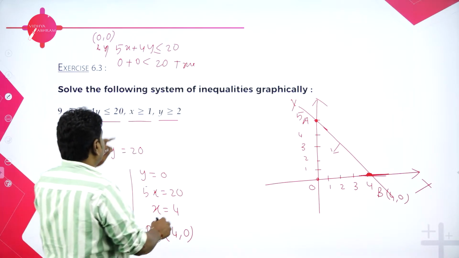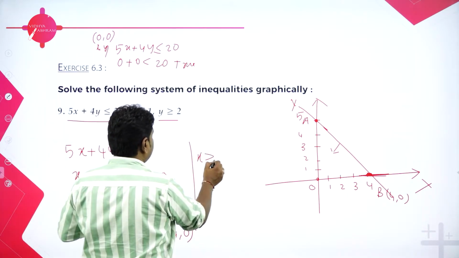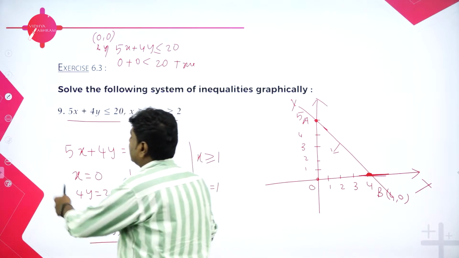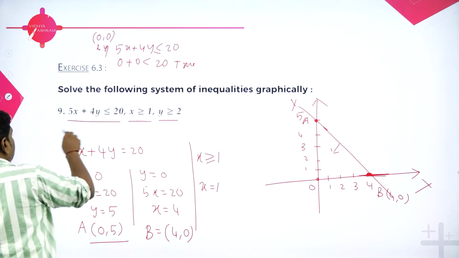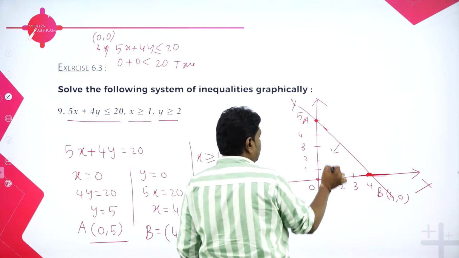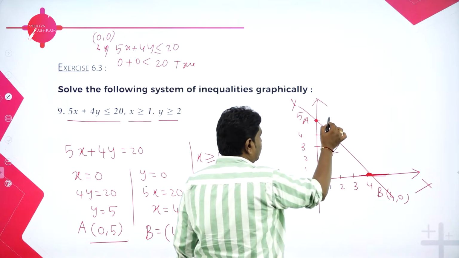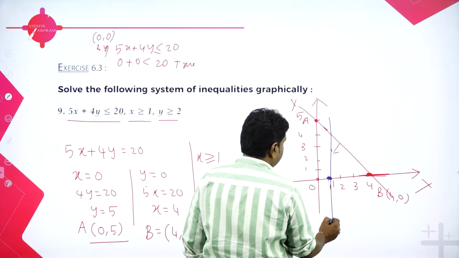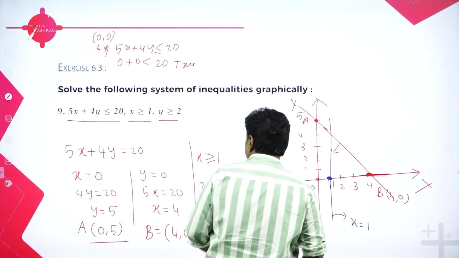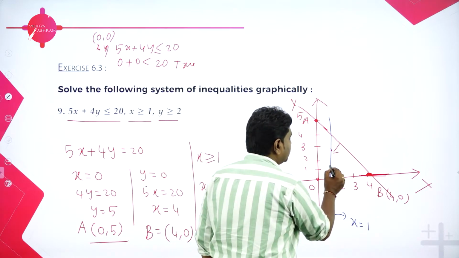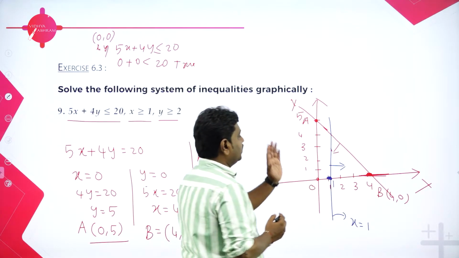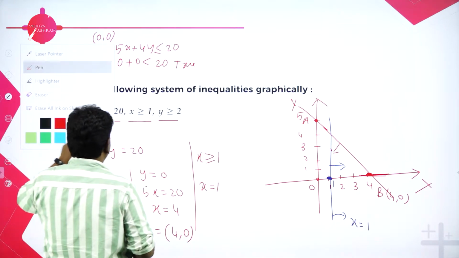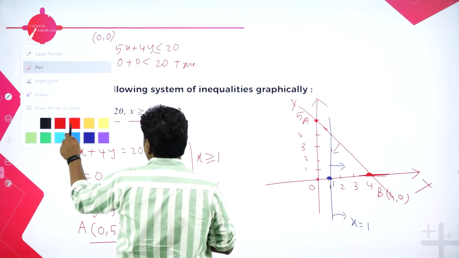So next, x greater than or equal to 1. X greater than or equal to 1 means x is equal to 1. On x-axis at 1, let me draw a line. So this is x-axis, on x-axis, this is 1. At 1, I'll draw a line parallel to what axis? Parallel to y-axis at 1. This is x is equal to 1 line. And they told greater than 1 means I should shade right side, shading goes right.